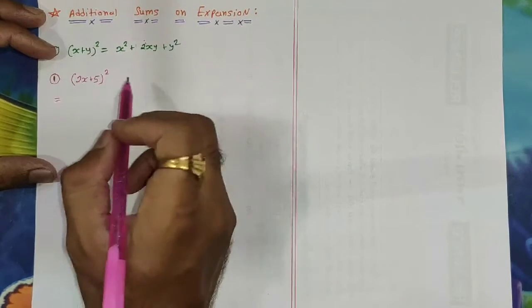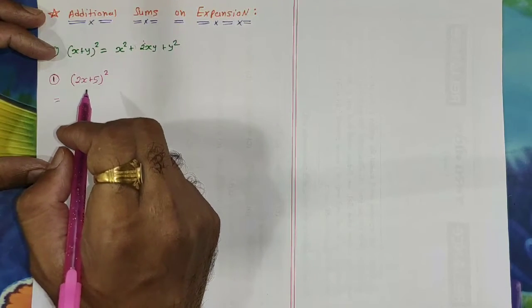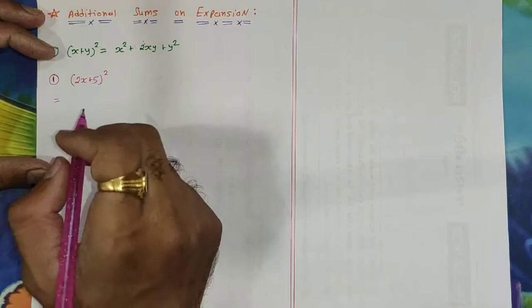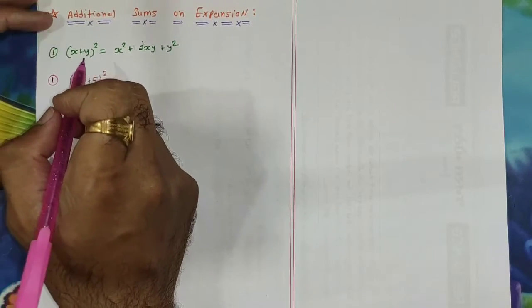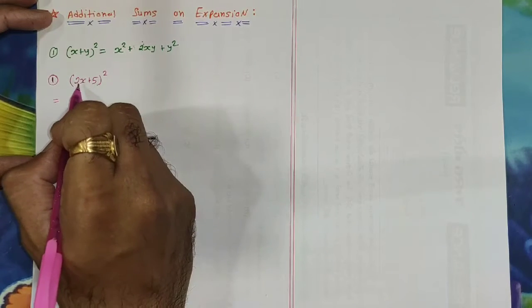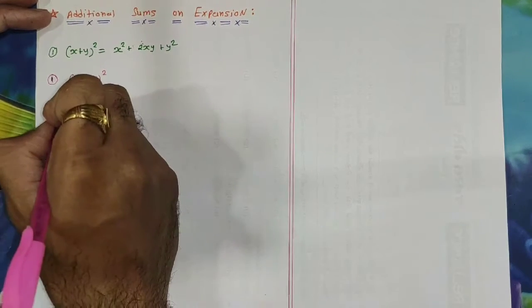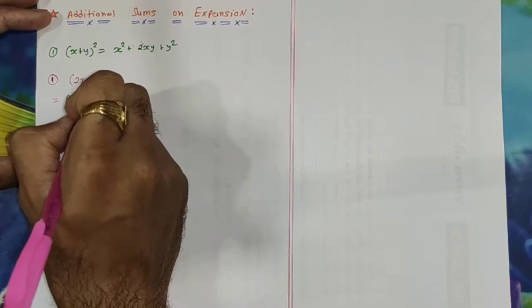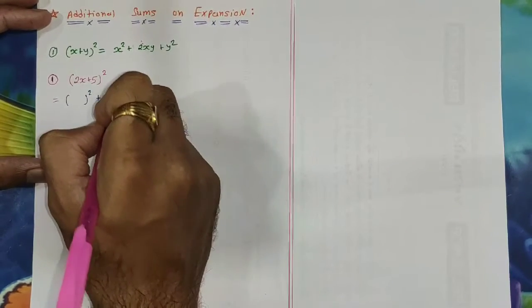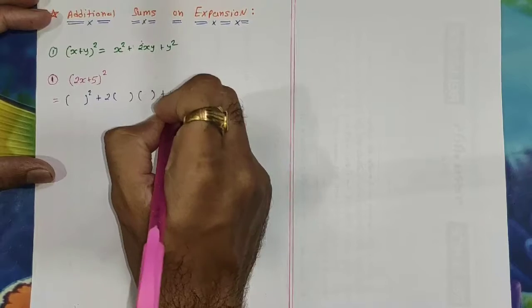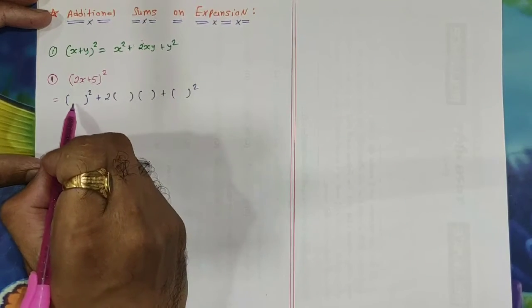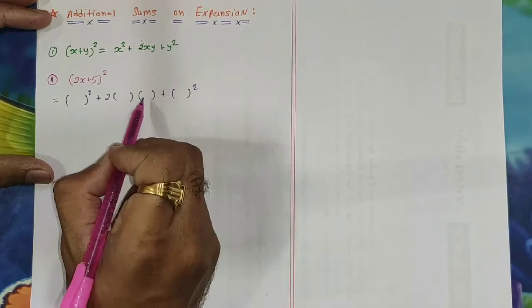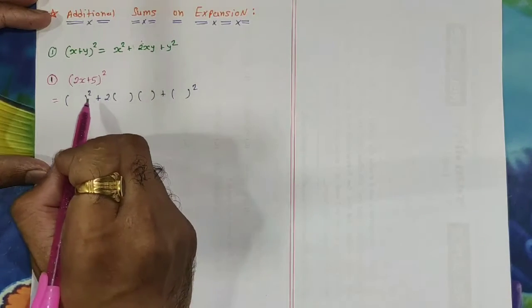You can also perform the expansion by multiplying the binomial with the binomial, but here you have to use the identity. So first you have to identify the form of the identity. This is the first form: (x + y), first term plus second term whole square. The expansion is first term square plus 2 into first into second term plus second term square. First you have to write the form of the identity.